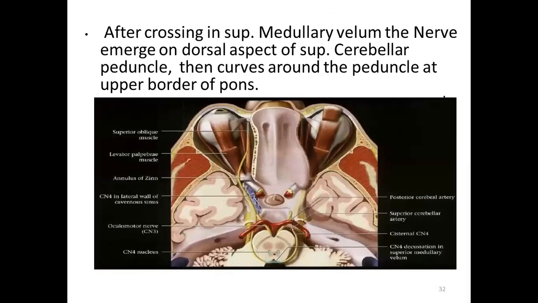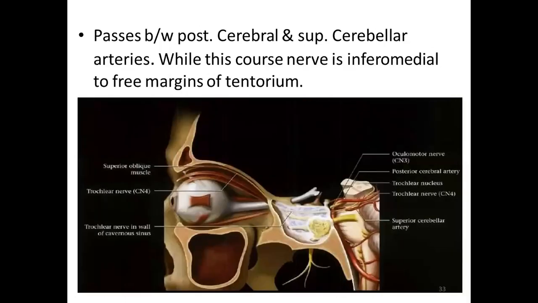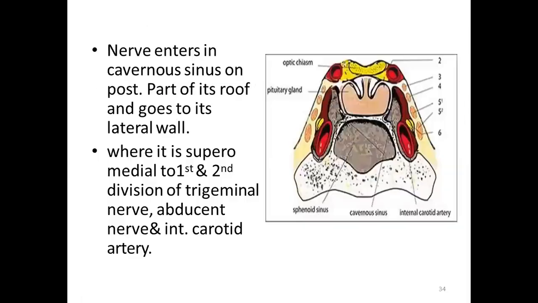After crossing the superior medullary velum, the nerve emerges on the dorsal aspect of the superior cerebellar peduncle, then curves around the peduncle at the upper border of the pons, and passes between the posterior cerebral artery and the superior cerebellar artery, while its course is inferomedial to the free margin of the tentorium. Now it enters the cavernous sinus, where it is superomedial to the first and second divisions of the trigeminal nerve. Here you can see both cranial nerves and locate them easily. It is just lateral to the cavernous sinus.